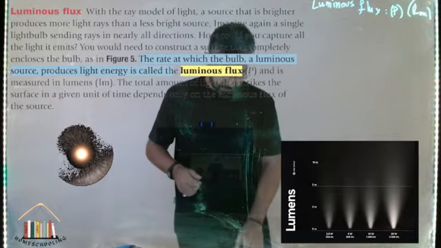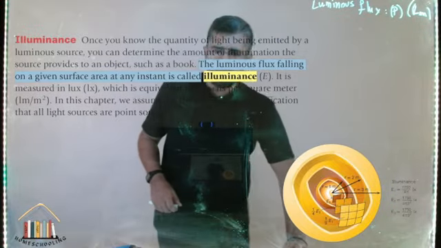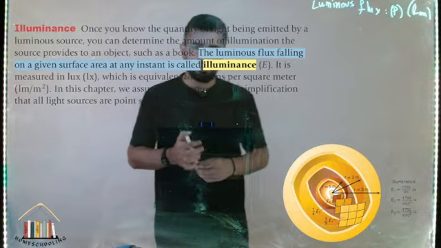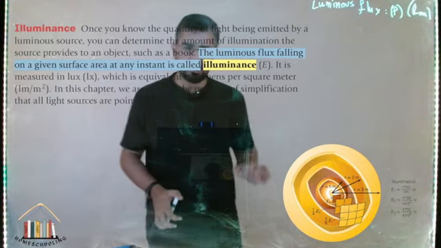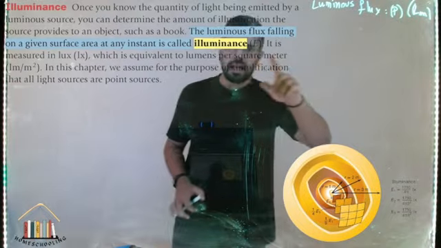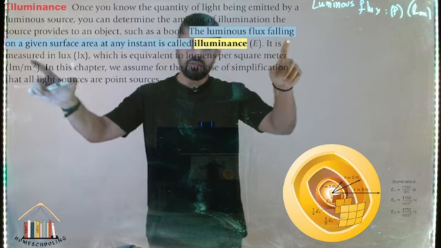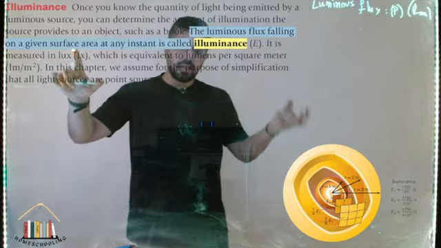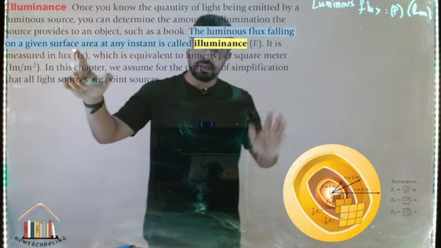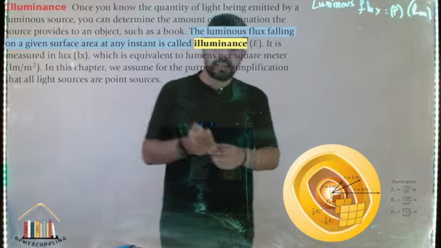We continue. Here we are talking about the illuminance. Illuminance is about how much light is received by objects. So we are not talking about the source anymore. Illuminance is the luminous flux falling on a given surface. It's the amount of light received by an object. It's not about the source anymore. It's about how much light we are receiving.